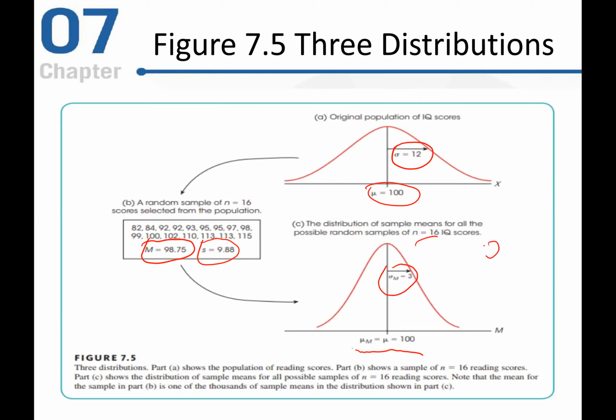Well, the standard error is going to be the standard deviation over the square root of the sample size. So the standard deviation is 12 and the sample size is 16. So 12 over 4 gives us 3. So the standard error of the mean is 3.